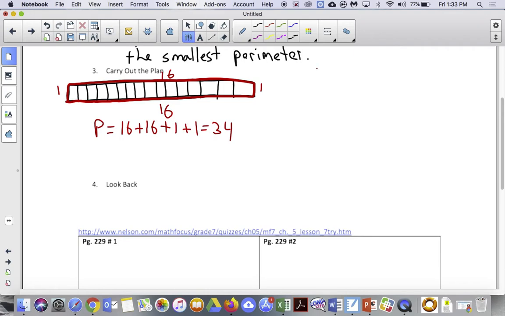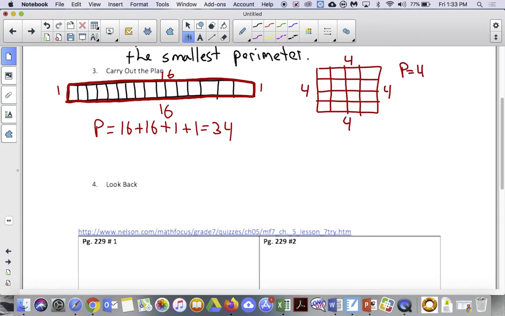So I'm going to try this one. And I'm going to try a 4 by 4. So 4, 4, 4, 4. So the perimeter of this is 4 plus 4 plus 4 plus 4 for a total of 16. Now that's way better than the other, so that's our leading one so far. But let's try some more.